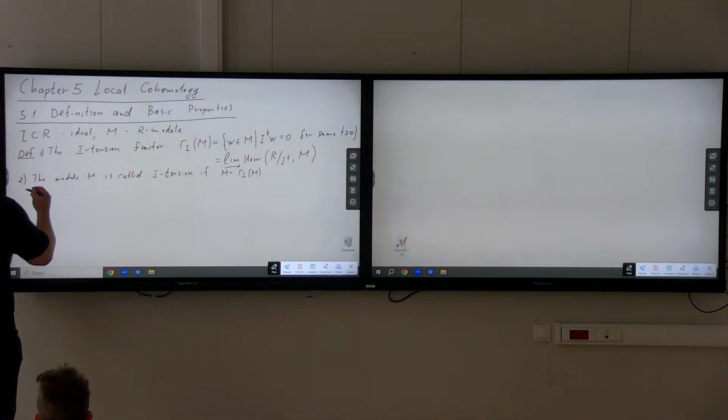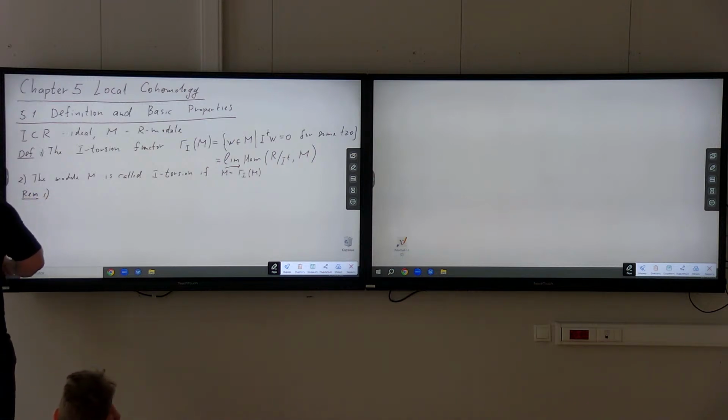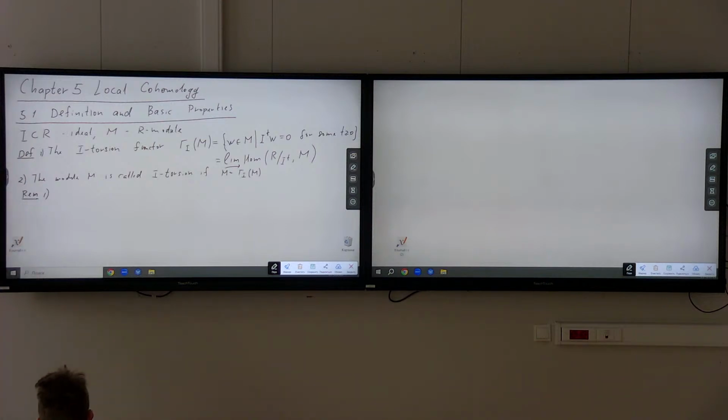Okay. About this definition, I have a few rather trivial remarks. I'm not going to prove them because I think they're all very easy. Global sections of the restriction of such a coherent sheaf to a subscheme. Restriction to what? To the subscheme defined by I, a closed subscheme.